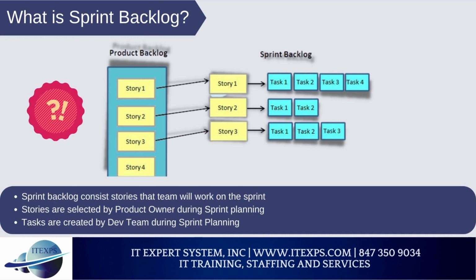Sprint backlog consists of stories that the team will work on in the sprint. Stories are selected by the product owner during sprint planning. Tasks are created by the dev team during sprint planning.